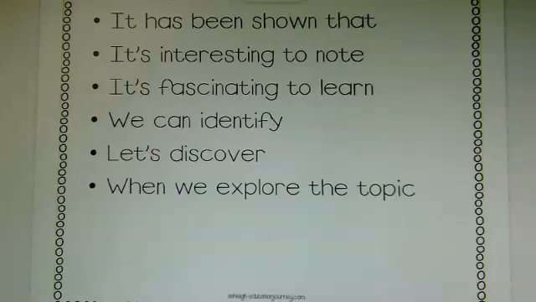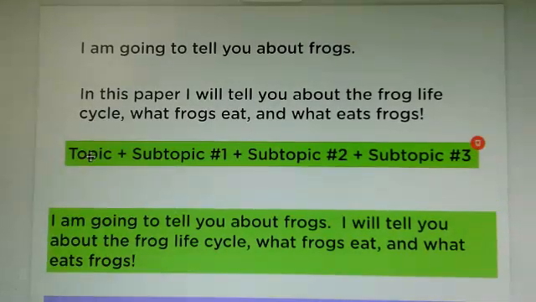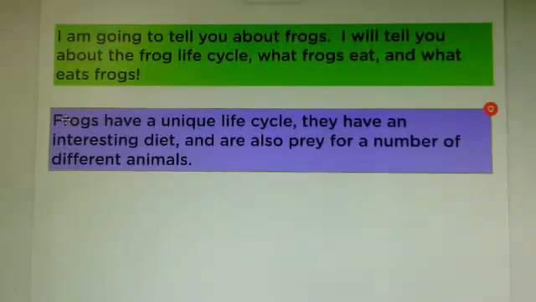So here's what I want you to do. First, I want you to write down your topic, your subtopic 1, 2, and 3. Then I want you to change it into a sentence. Frogs, which is my topic, subtopic 1, 2, and 3. Then I want you to go back and add a topic sentence starter. Okay? On your work today, the topic sentence has already been written for you.